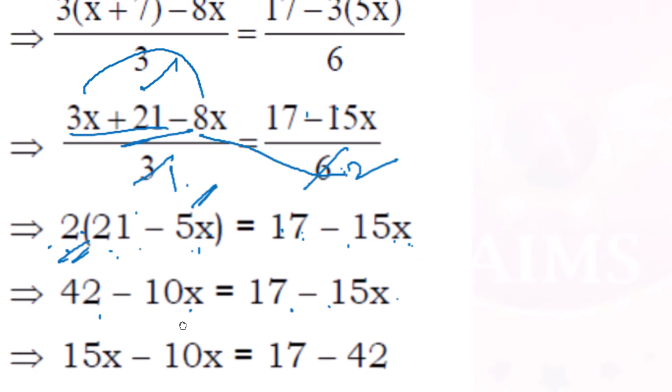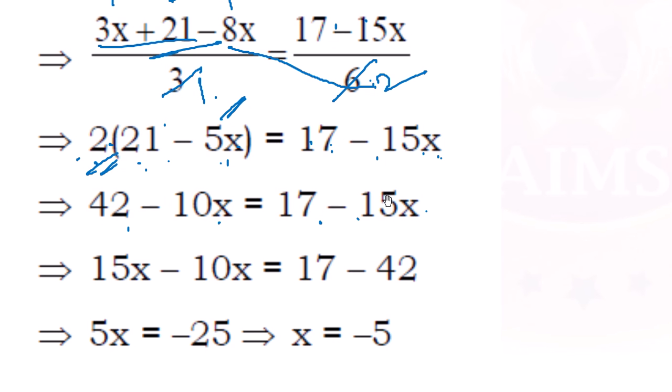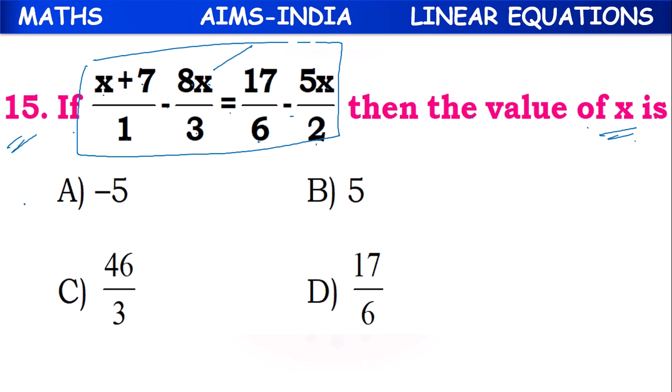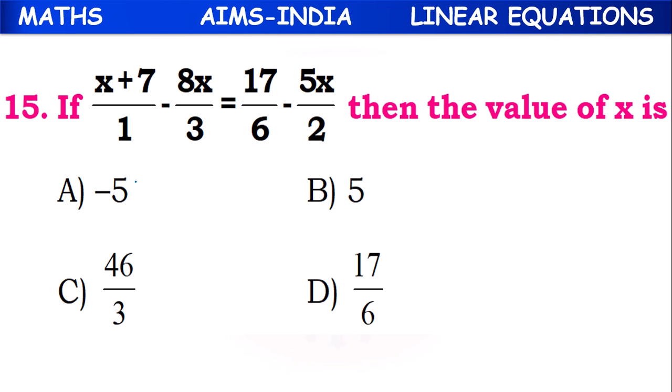Next children, 15x we can take this side. It will become plus 15x. Minus 10x we can write. 17 as it is. Plus 42 we can take this side. It will become minus 42. 15x minus 10x equal to 5x. 17 minus 42 equal to minus 25. 5 times 25. So x equal to minus 5. x equal to minus 5 is the answer. So option A is correct.